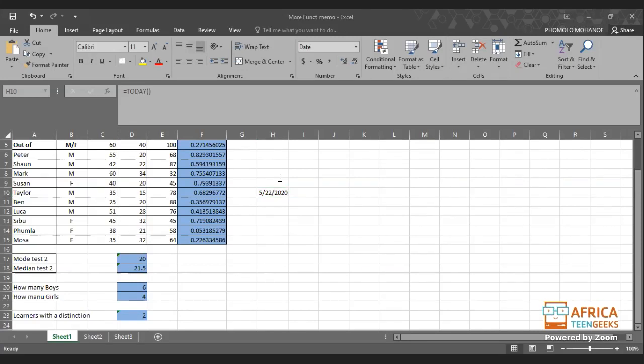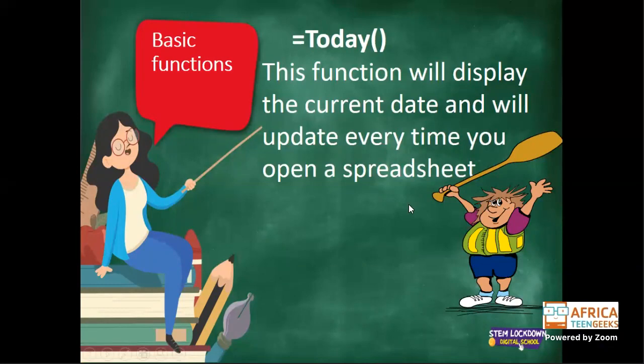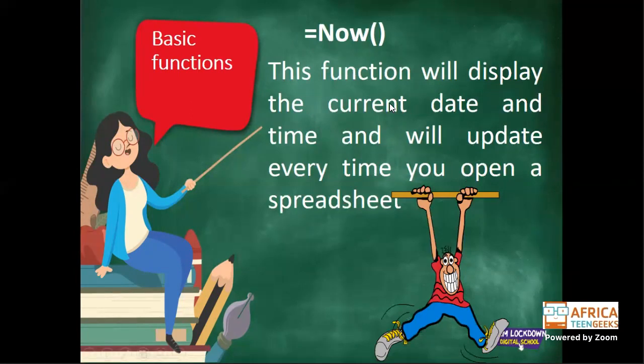So since we understand the function TODAY will display the current date and will update every time you open the spreadsheet. Say for example you close this spreadsheet, then you open it tomorrow, it's going to give you tomorrow's date, which is going to be 23 May 2020. So that's a function. Now this function will display the current date and the time and will update as well, like the previous one.